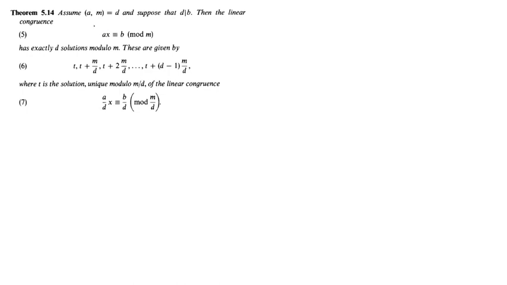Assume GCD of A and M is D, and suppose that D divides B. Then the linear congruence Ax congruent to B mod M has exactly D solutions modulo M, and the D solutions are given by T, T plus M by D, T plus 2 times M by D, etc., T plus D minus 1 times M by D, where T is a unique solution modulo M by D of the congruence A by D x congruent to B by D mod M by D.